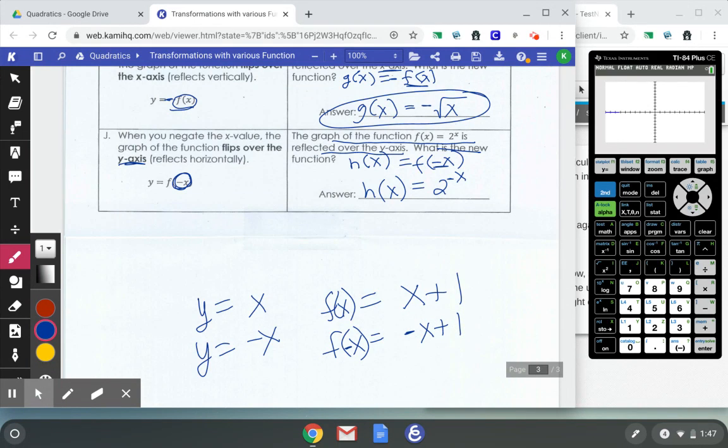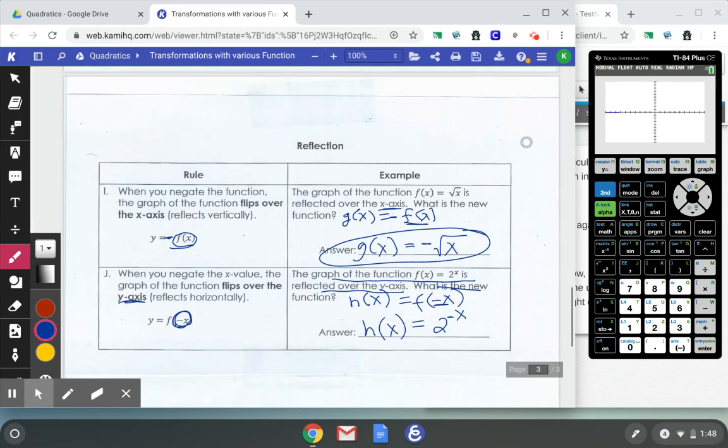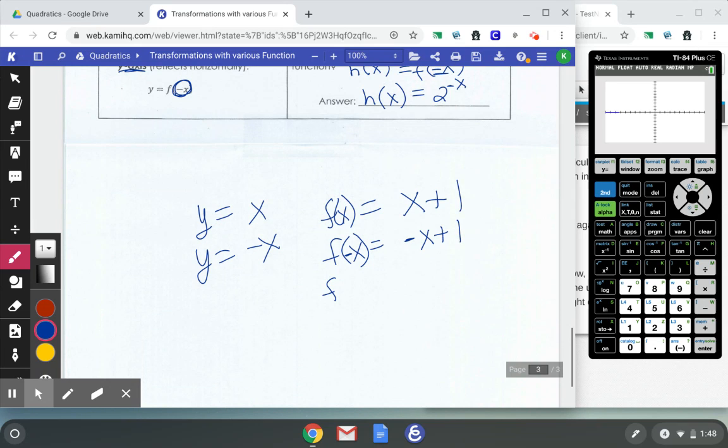Okay? Let's say I wanted you to flip this over the x-axis. If I flip it over the x-axis, remember you're making the whole function negative. So I would think negative f of x. So I would do negative x plus 1 in parentheses because it's the whole function. See the difference between those two?